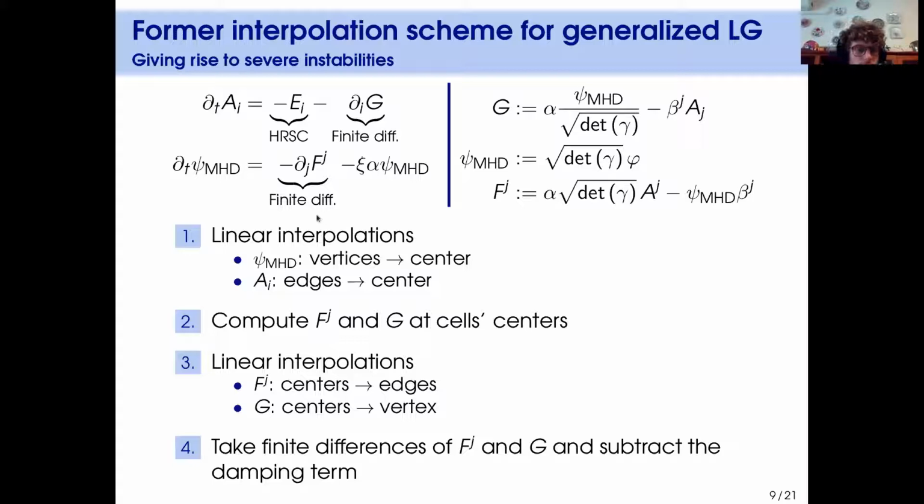And the first scheme, the one which was used in the previous movie, and the first one which was implemented in Spritz, was this one. So we interpolated psi MHD, which is basically the scalar potential, to the center and the vector potential to the center, and then computed f and g at the centers, and then interpolated back f and g to the edges and to the vertex. And then we took finite differences and subtracted the damping term, which is this one. Okay, and this scheme gave rise to that instability you saw before.